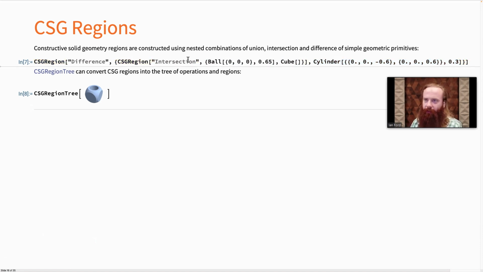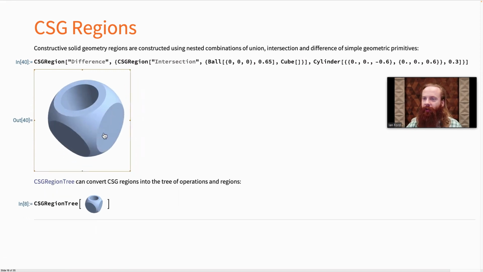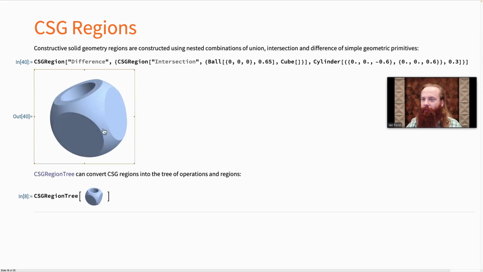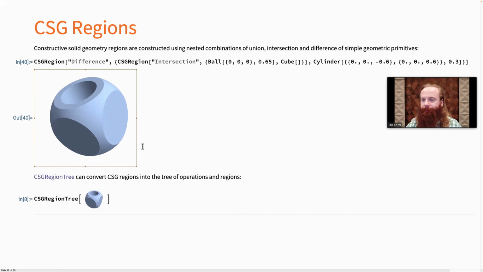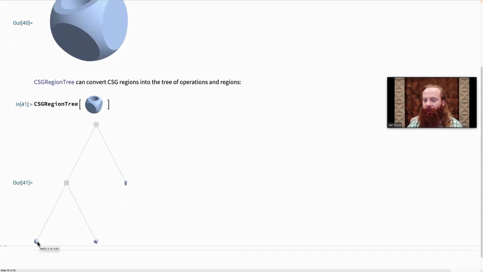So we evaluate this. There we see the CSG region. You can kind of see that it's the intersection of a ball and a cube within a cylinder differenced out through the middle. We can convert any CSG region into a tree using the function CSGRegionTree. So if we take this CSG region and do CSGRegionTree to it, we get the constituent tree where the leaves are these solid regions and the inner nodes are these operations of intersection and difference.